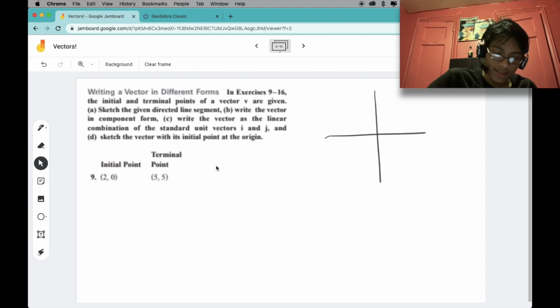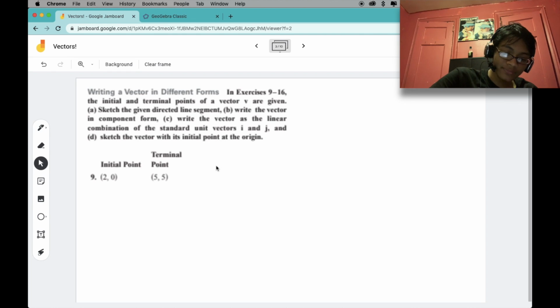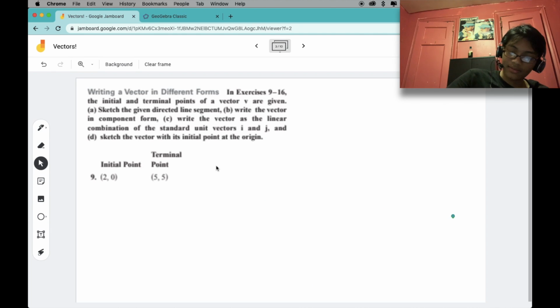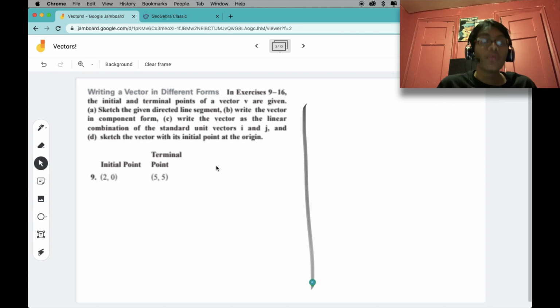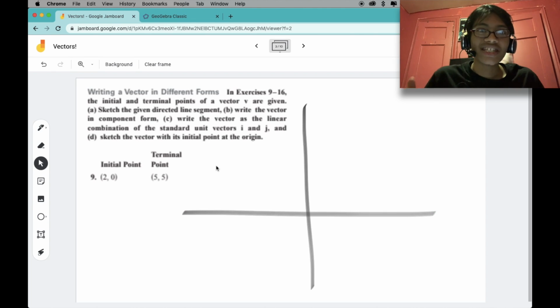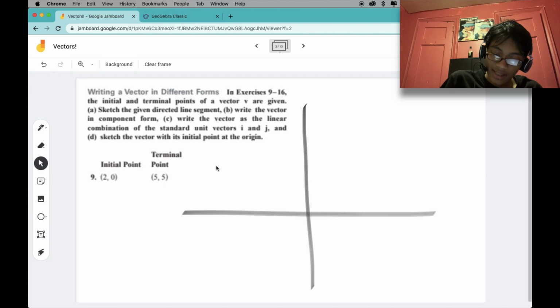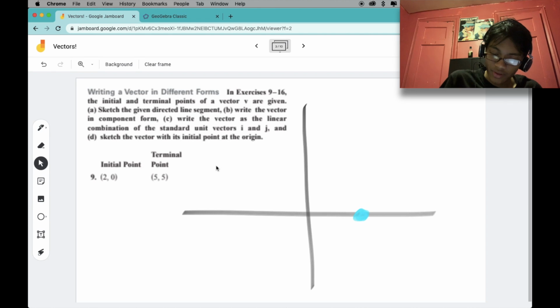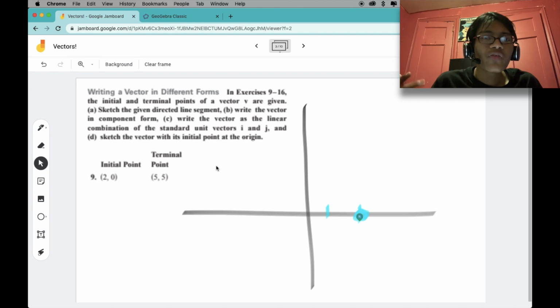Well, that's not too bad. Let me go ahead and draw the x-axis. Here's the y-axis. Let's make that better. So what's my initial point going to be? Well, my initial point is going to be 2, 0, right? So 2, 0 is going to be right here. Okay, I'm not being too specific, but hopefully you get the point. That's 2, 0. What about 5, 5?